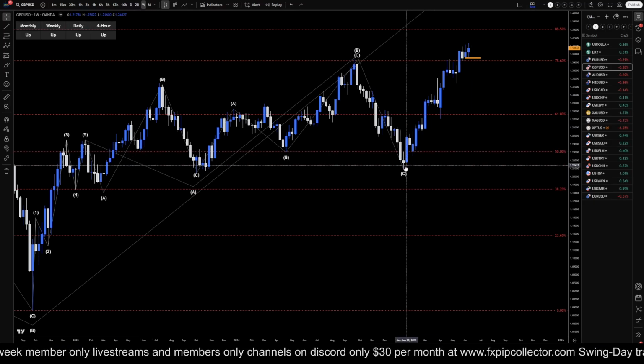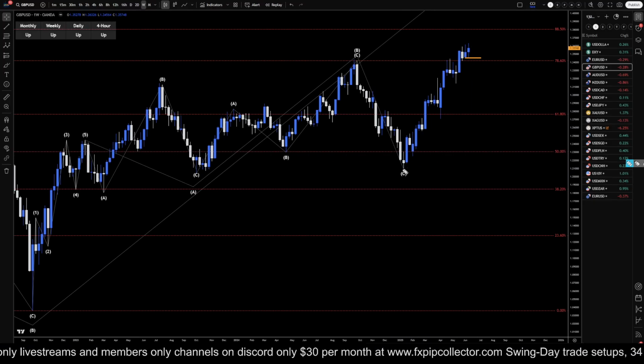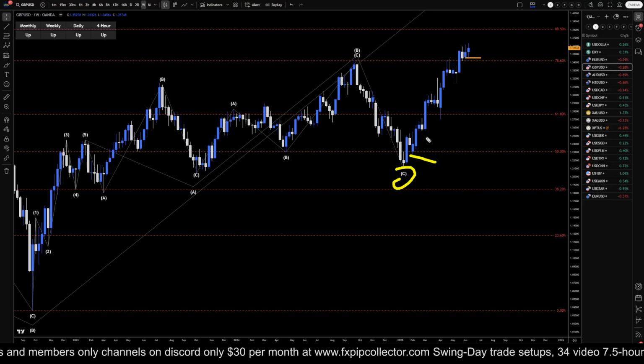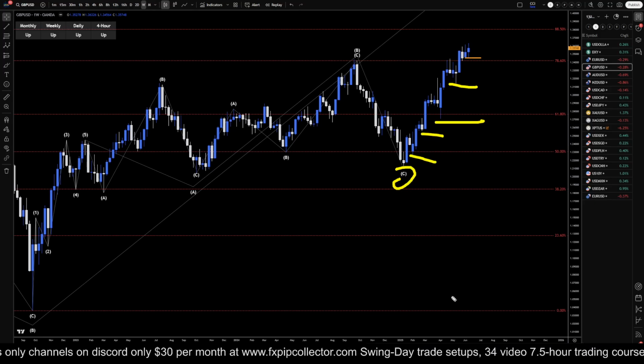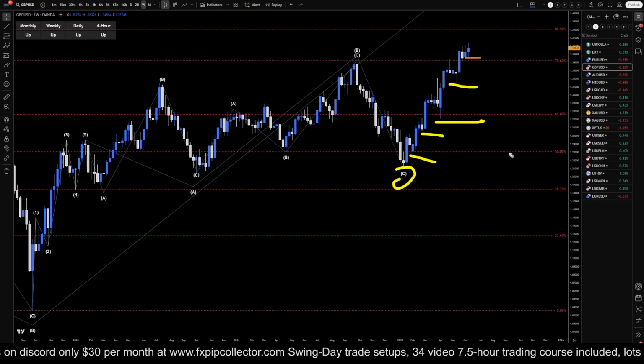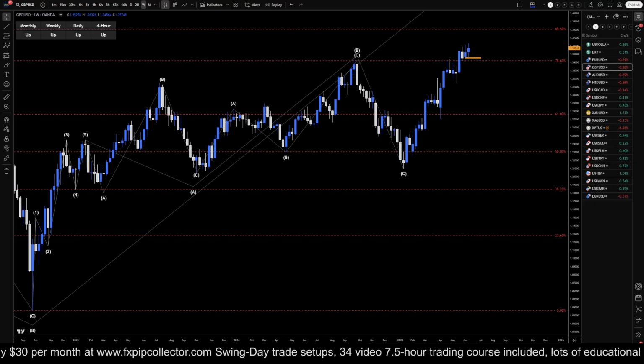Going down to the weekly time frame, ever since we ended this pullback right here, this is definitely all higher highs, higher lows. There's no break of structure, no engulfing move to the downside, no reason whatsoever to think that this move up is complete.